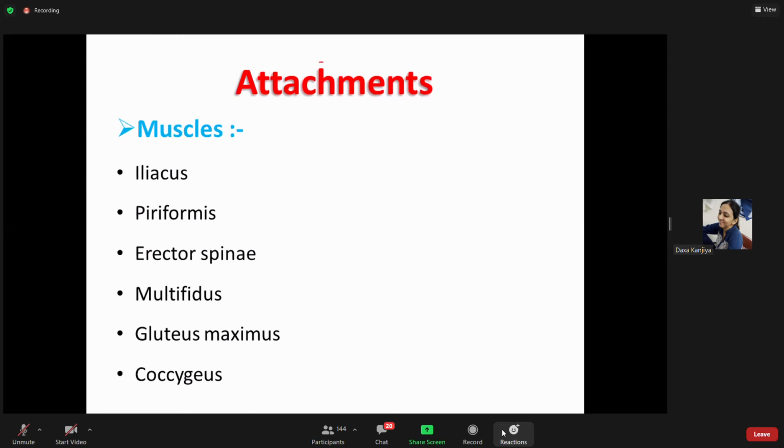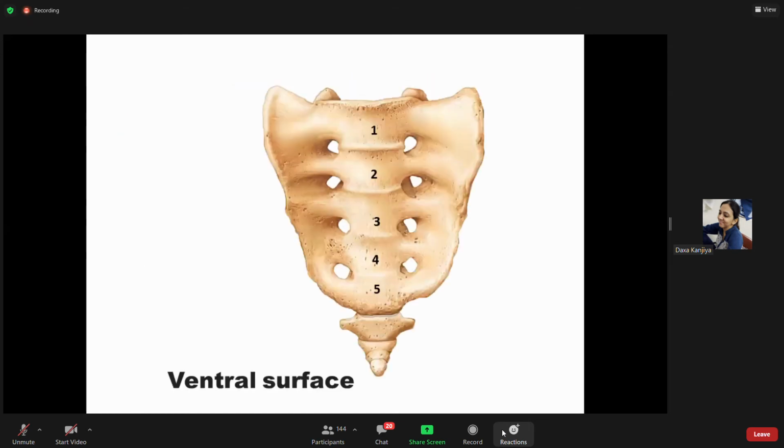Muscle attachments. These are very, very important. Attachments of muscles that you have to remember: iliacus, piriformis, erector spinae, which again you will learn in the back of the abdomen, gluteus maximus, which you have already seen, and coccygeus. So let me show you the attachments of the ligaments as well as the muscles on the bone.